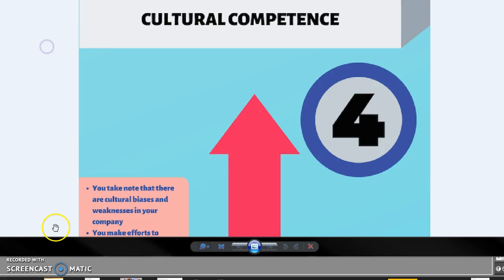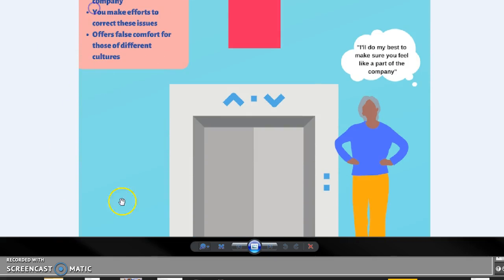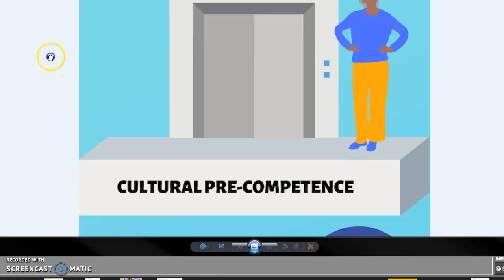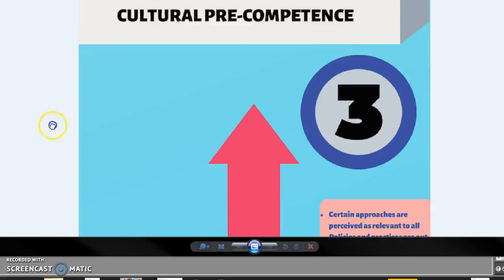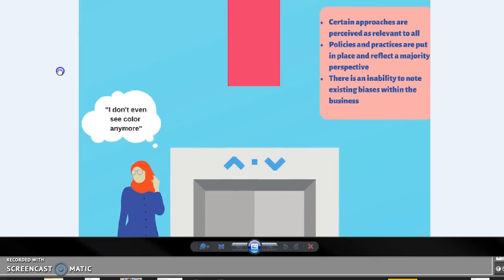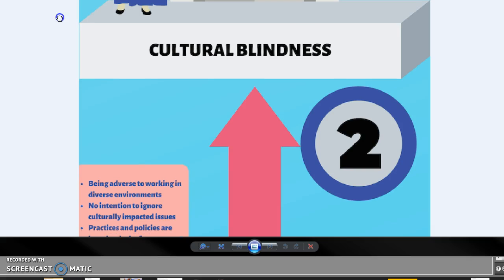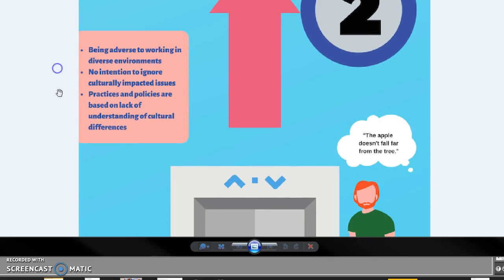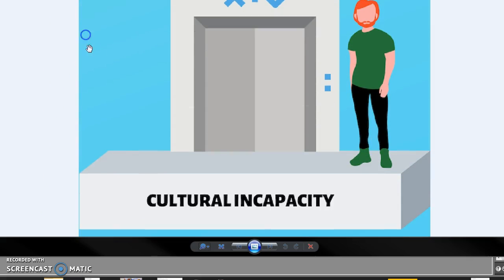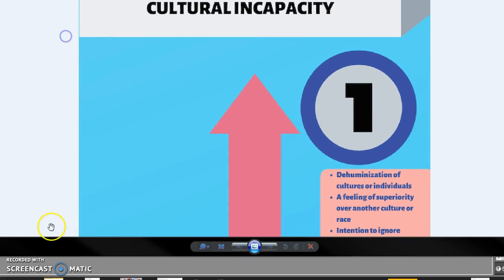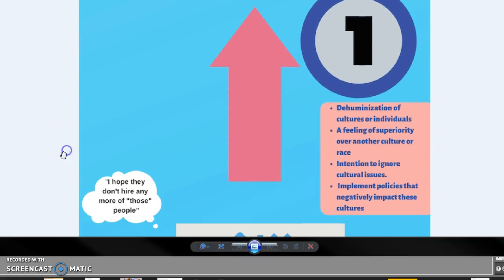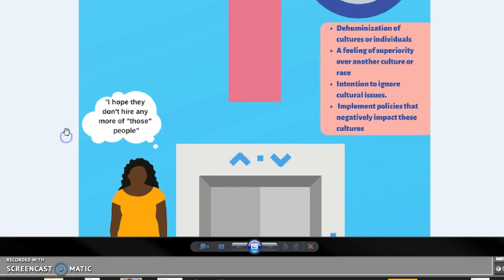Then cultural competence going up the elevator, which I thought was very clever, and the quotation. And then cultural pre-competence going up the elevator. You can see this one has a very nice layout and design. The concept of using an elevator, going up from where you are the worst you could possibly be. Those people. Let's take a look at another one.